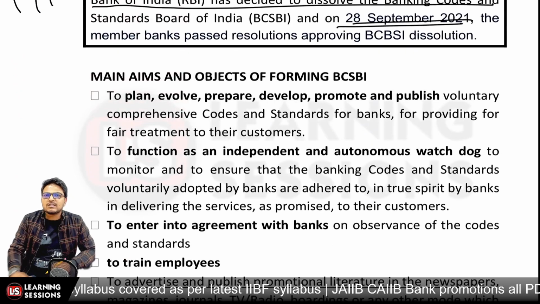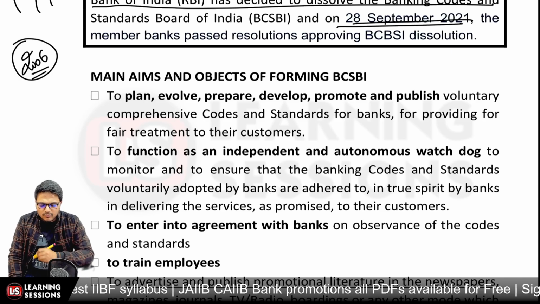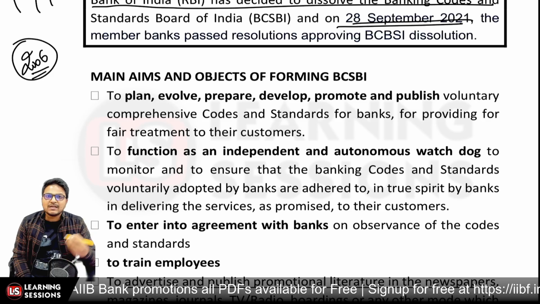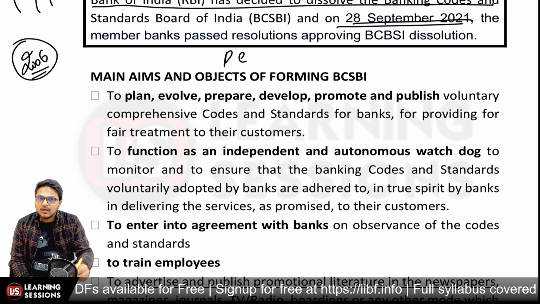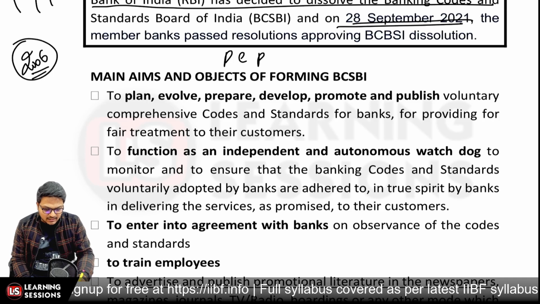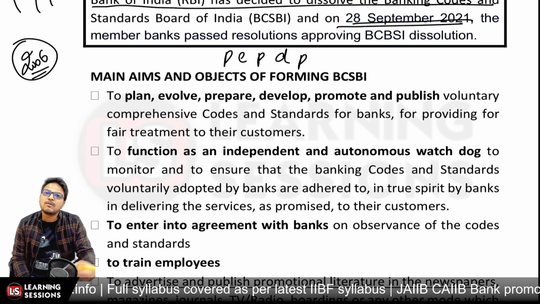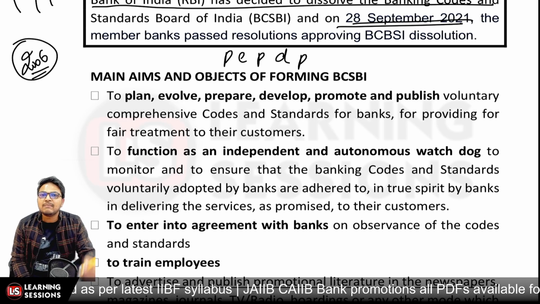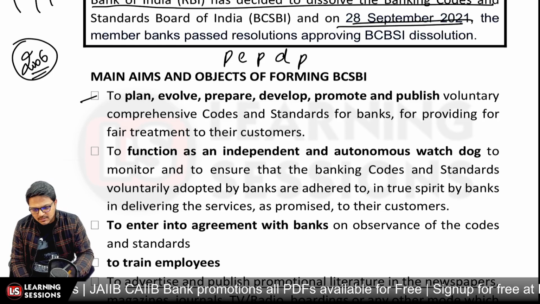Now, what were the main aims and objectives of forming BCSBI? BCSBI was formed in 2006. What was the main objective? We wanted to plan, to evolve, to prepare, to promote, and to publish. First of all, plan what minimum services must be there; then evolve what better we can provide; for that we must prepare a charter and develop the different minimum standards; then promote those standards so that common people also know that these minimum services must be provided to them; and publish the same to the members so that they can follow, right? So the customers are provided with fair treatment. That was the main purpose, that was the main objective.